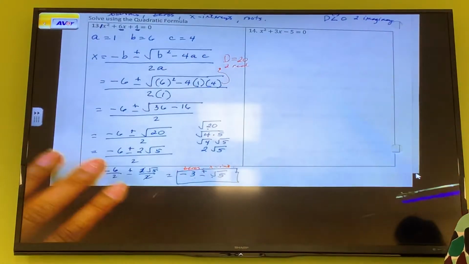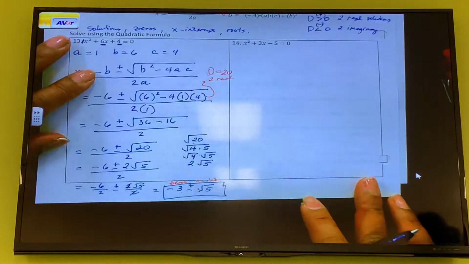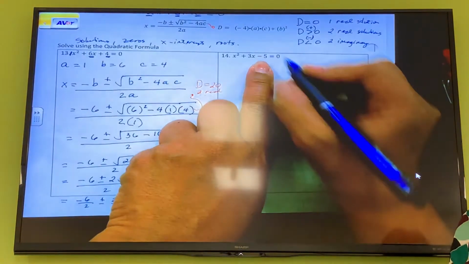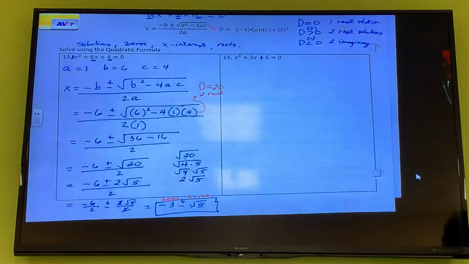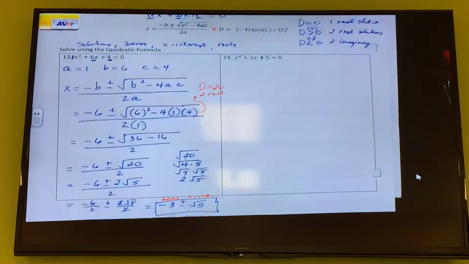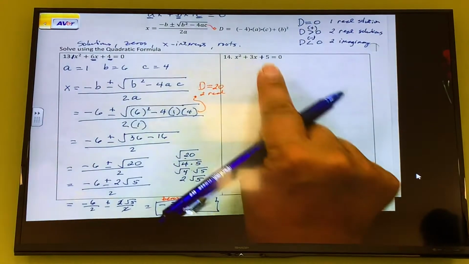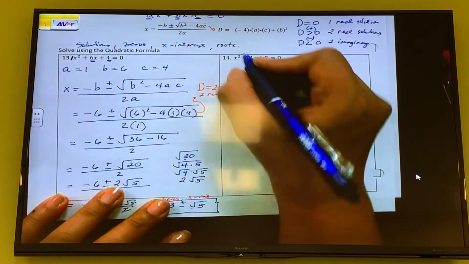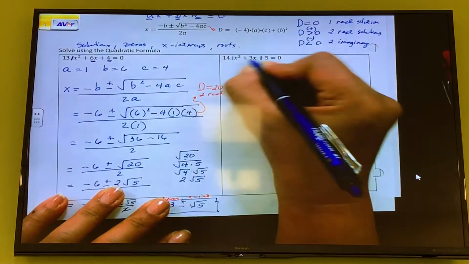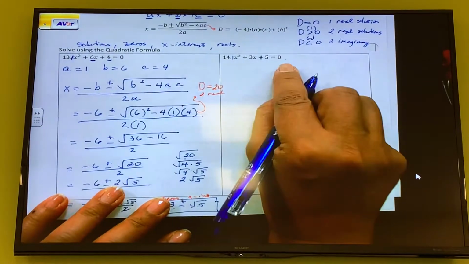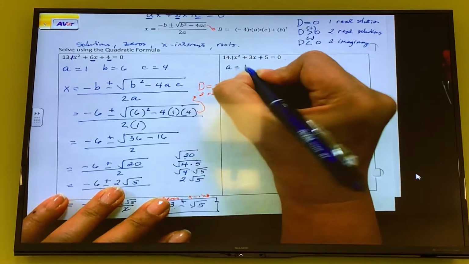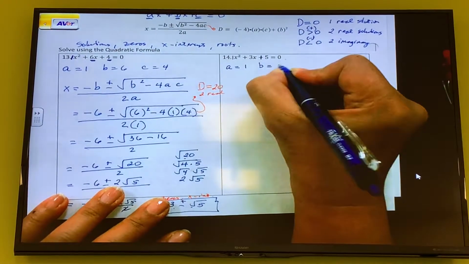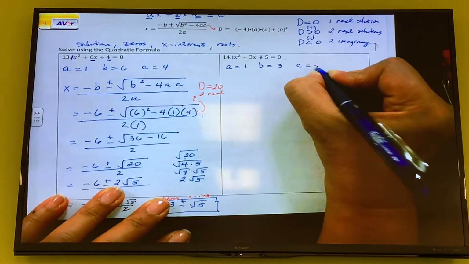Last one, number 14, another quadratic formula, but can you change -5 into +5? So it'll be a little bit different. Put +5. Again, get your a, b, and c. We don't need to do anything because it's already equal to 0. It's already in standard form. So a is equal to 1, b is equal to 3, and c is equal to 5.